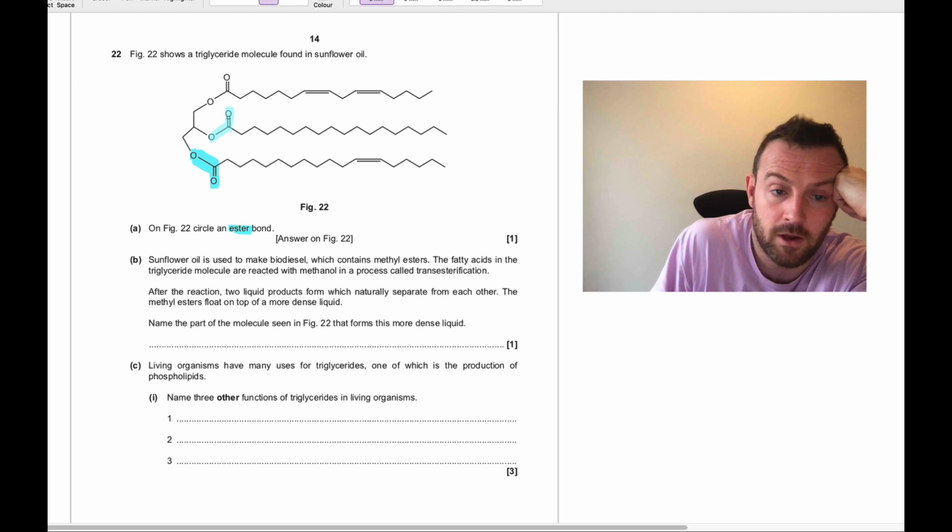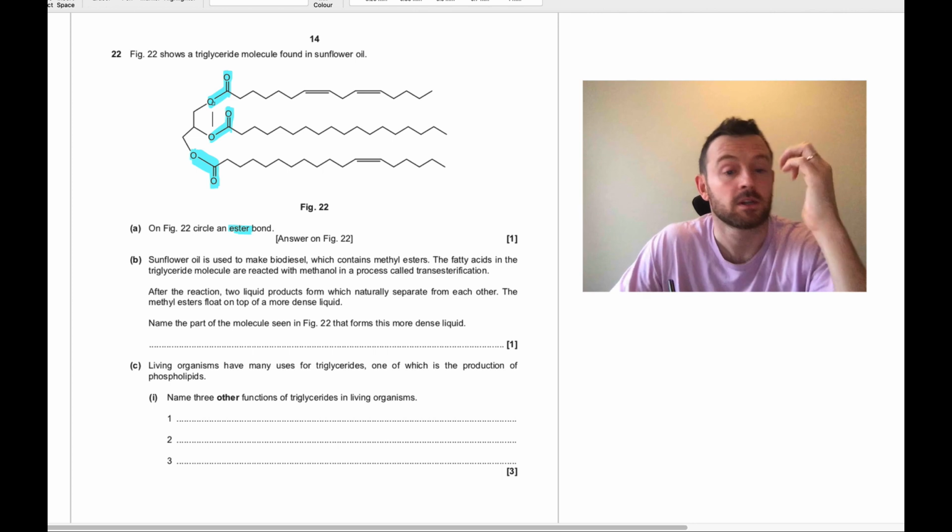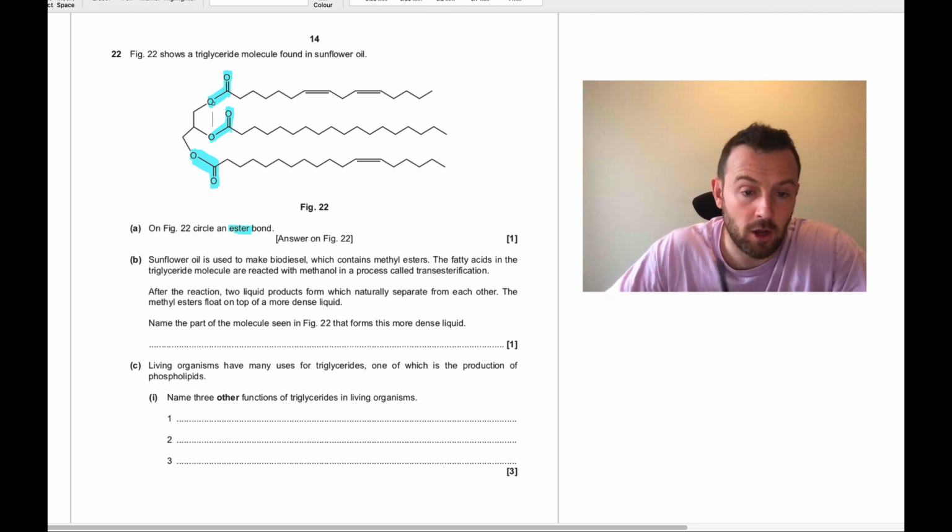So any of these would be fine, but you must circle both oxygens and the carbon. So it's that whole kind of area. There's 1, 2, 3 atoms in the bond, basically. And if you didn't, I'm afraid there's no mark.